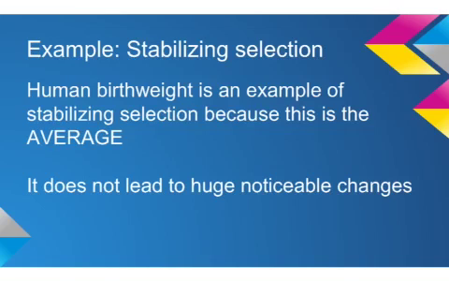So an example that I gave was actually human birth weight. It's an example of stabilizing selection because this is the average, and typically you're going to see that birth weight does not vary within too many pounds of the national average for baby birth. So that, again, is the average that is the most common, leading to a very narrow bell curve.